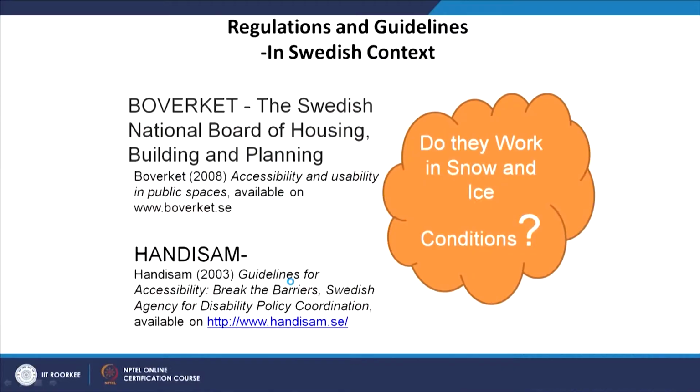Now, in terms of regulations and guidelines in the Swedish context, one is the Boverket, the guidelines issued by the Swedish National Board of Housing, Building and Planning. That is where we talk about accessibility and usability in public spaces. There is also the Handisam, the guidelines on accessibility, breaking the barriers, which is through the Swedish Agency for Disability Policy Coordination.